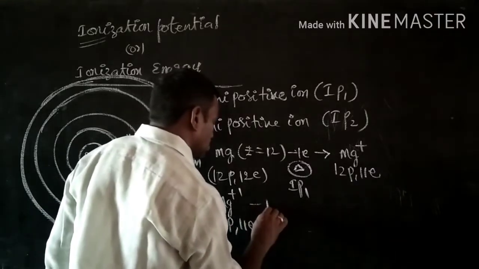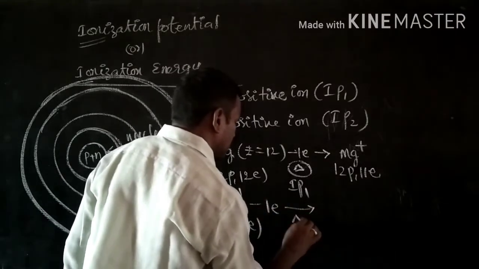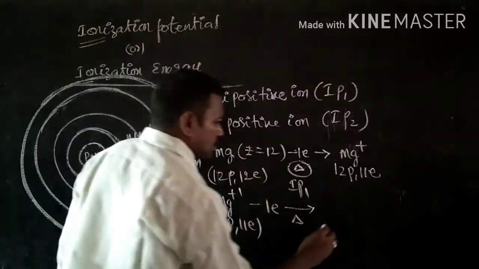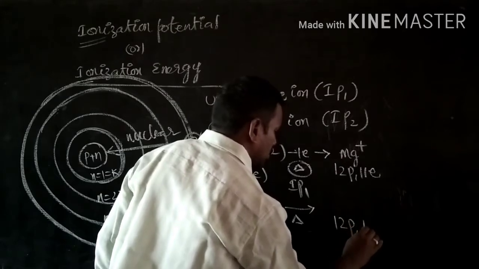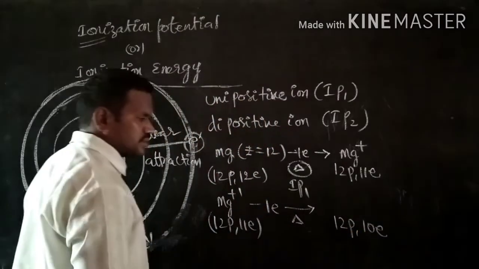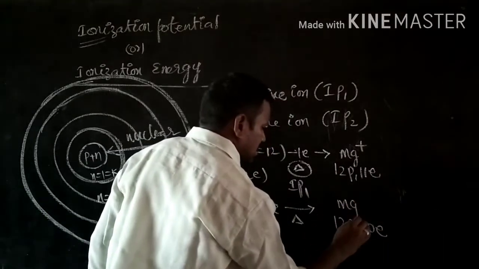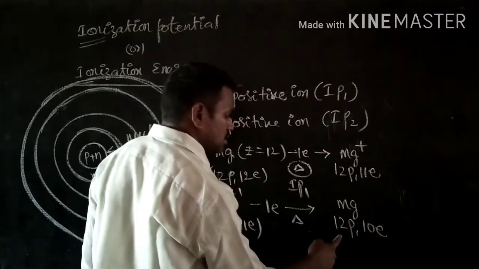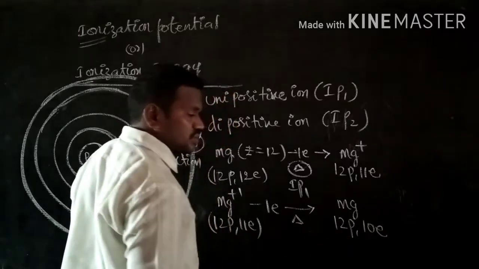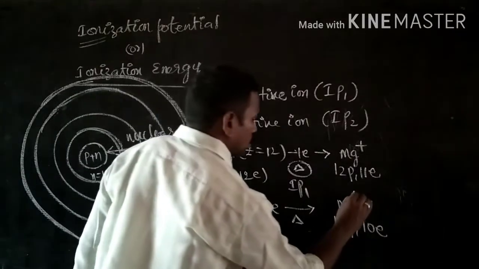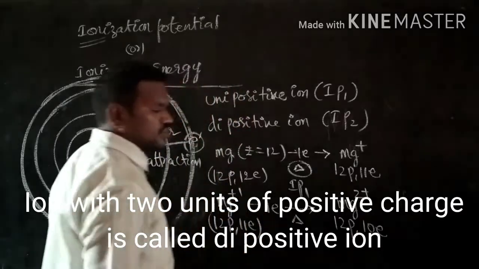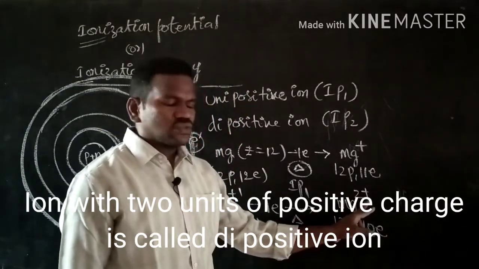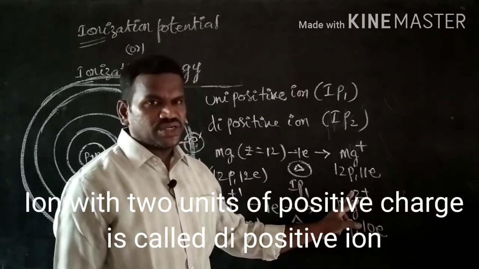If it is ready to lose one more electron, for that purpose again we should supply some amount of energy. Now it becomes 12 protons with 10 electrons. Now in this case of magnesium, which charge is more? Positive charge is more. How many units more? 2 units more. So it can be represented as Mg2+. Here magnesium has a positive charge of 2 units.